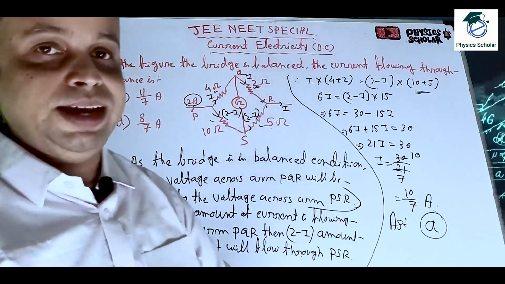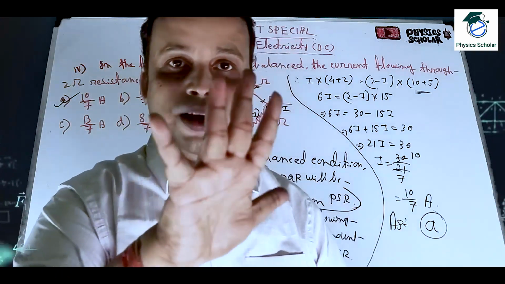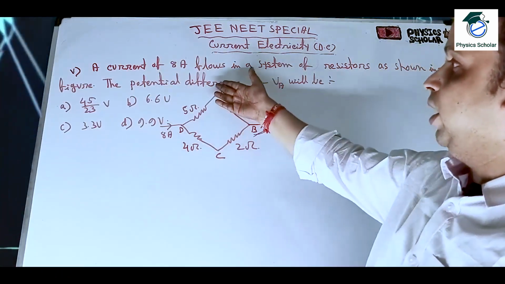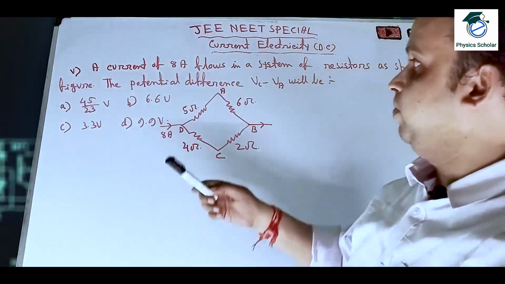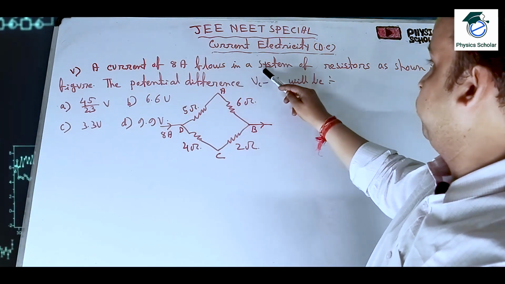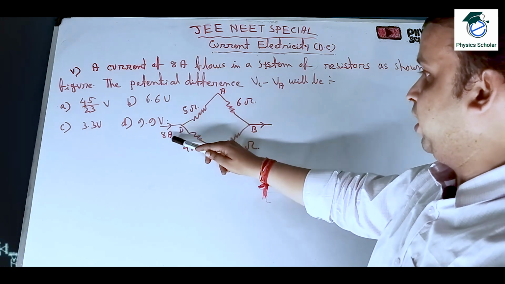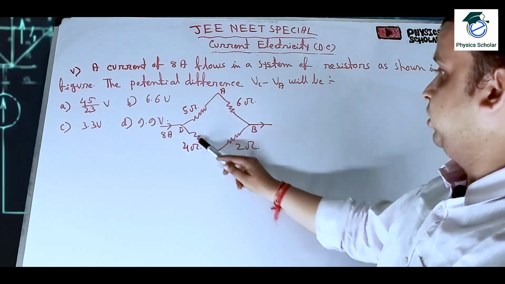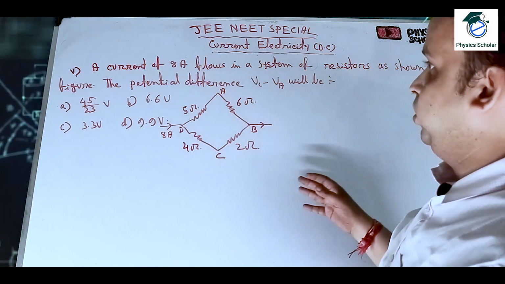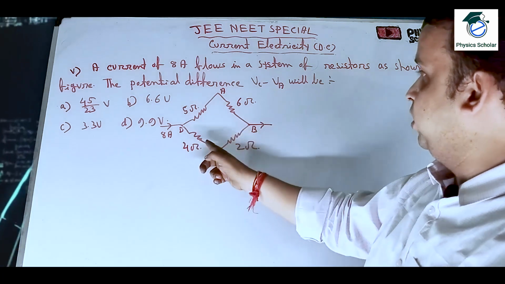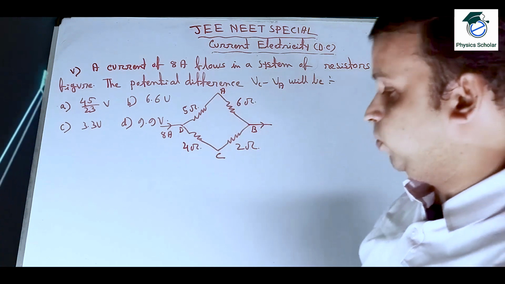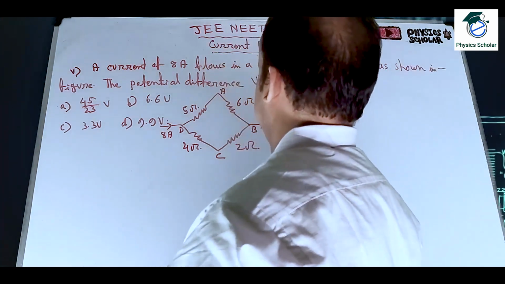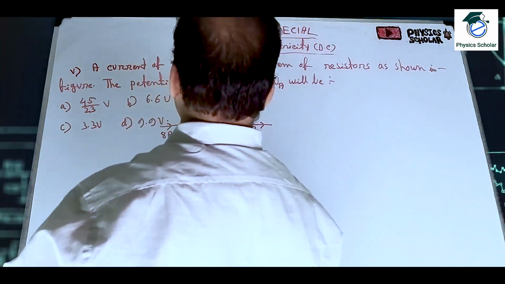So without further delay, let us move to problem number 5. A current of 8 ampere flows in the system of resistors. That means 8 ampere current is entering this system of resistance. As shown in the figure, we have to find out the potential difference between VC and VA.